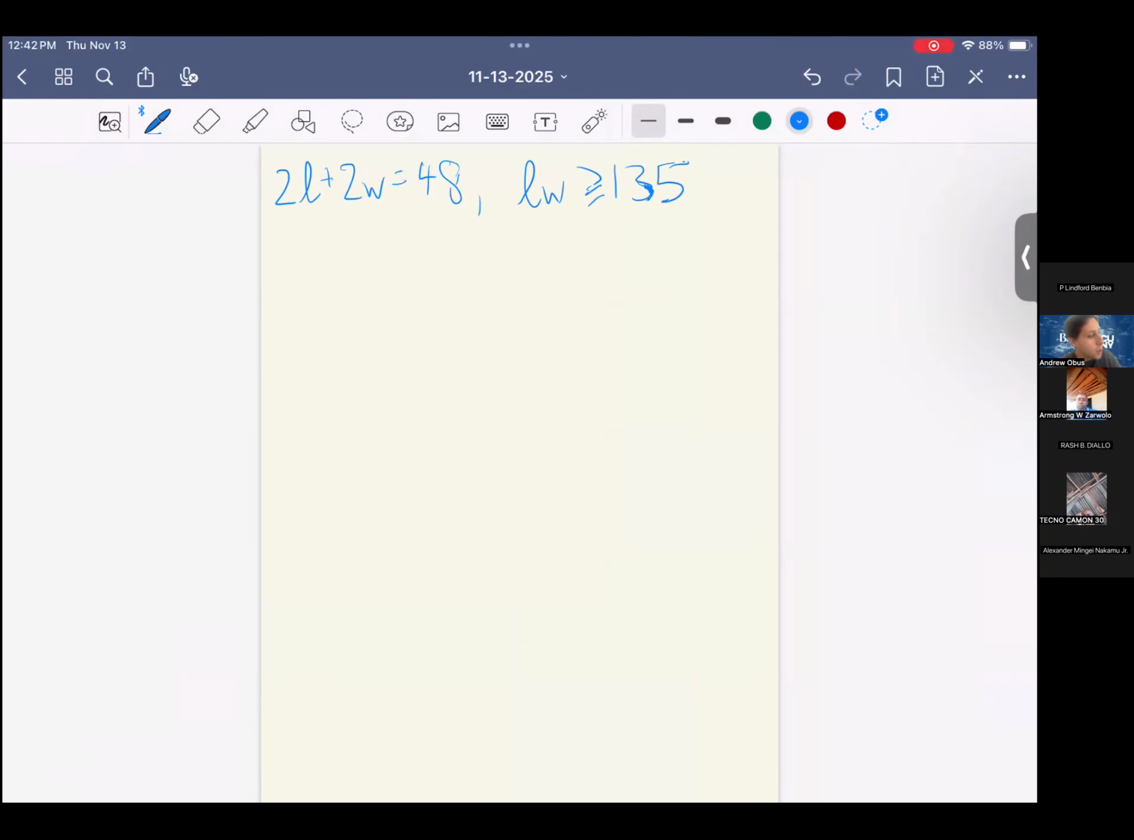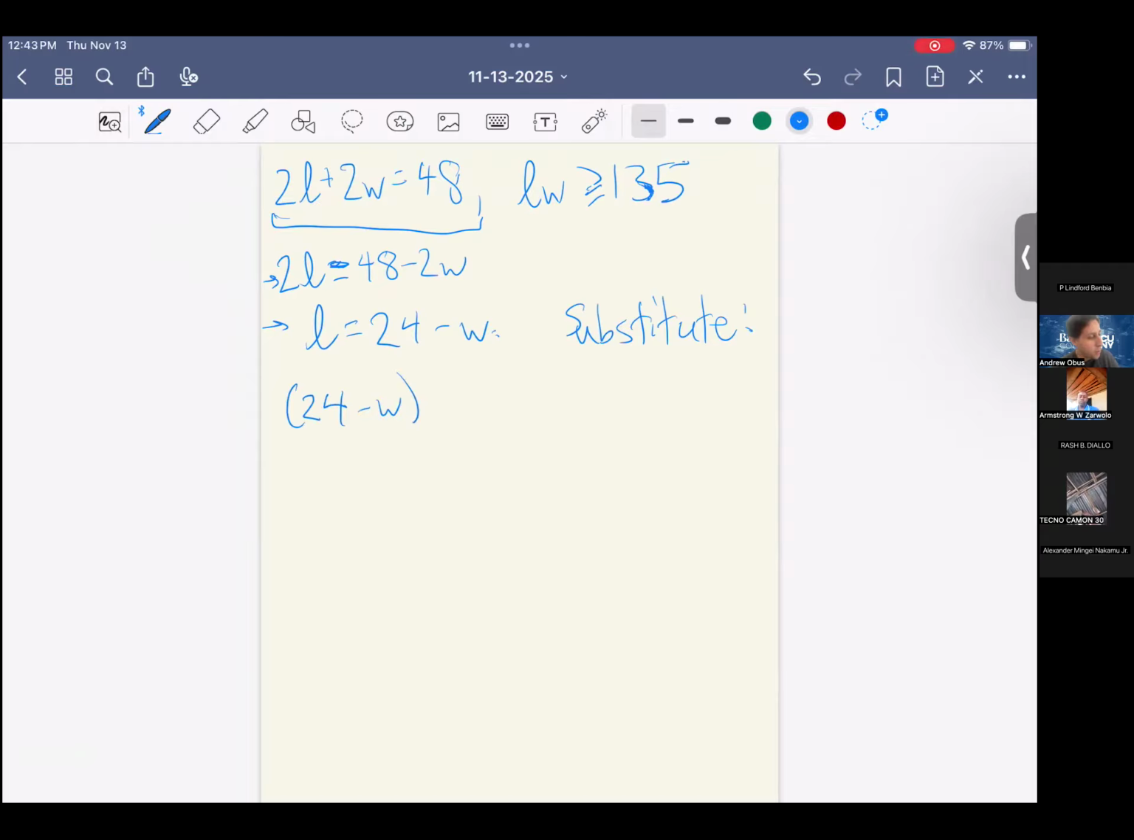Okay. So we want to substitute for L, get it all in terms of W. So 2L equals 48 minus 2W, or dividing by 2, L equals 24 minus W. So if we substitute, every time we see an L, we write instead 24 minus W. So 24 minus W times W should be greater than 135.